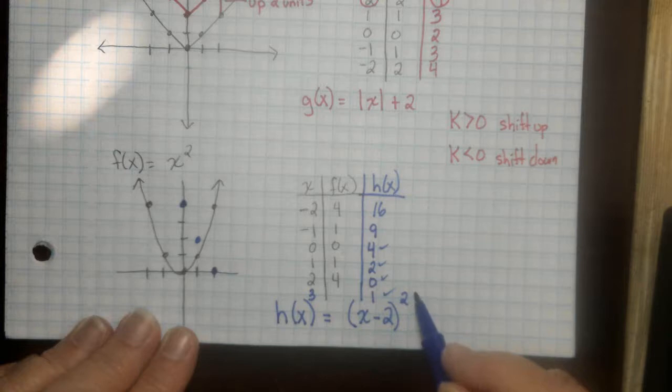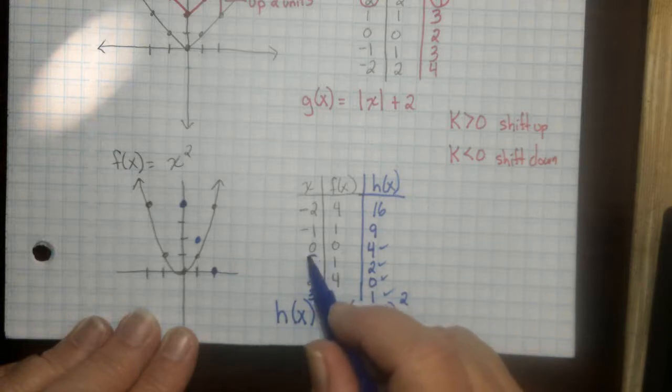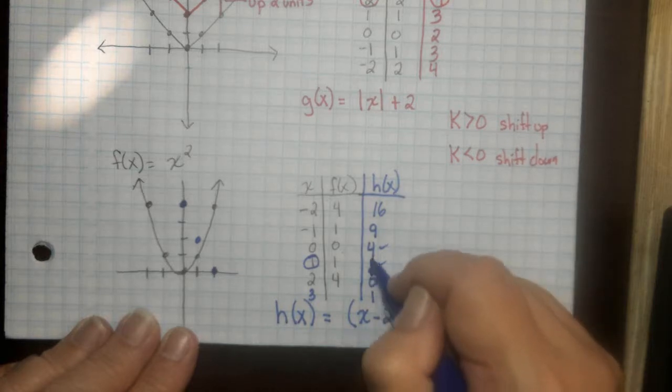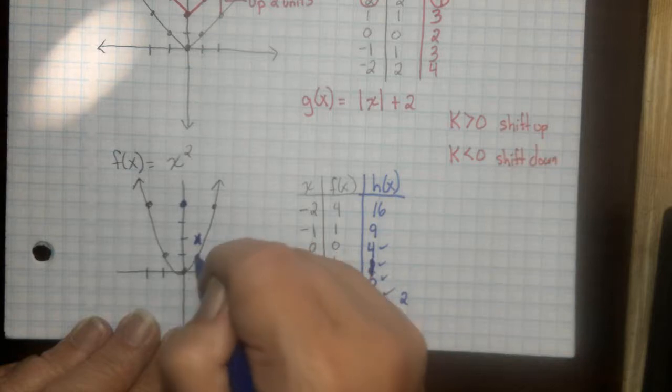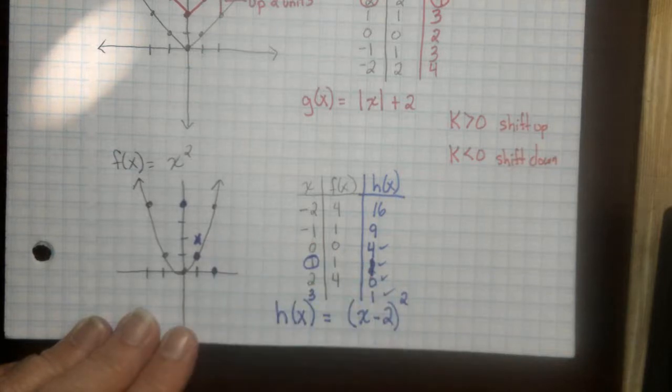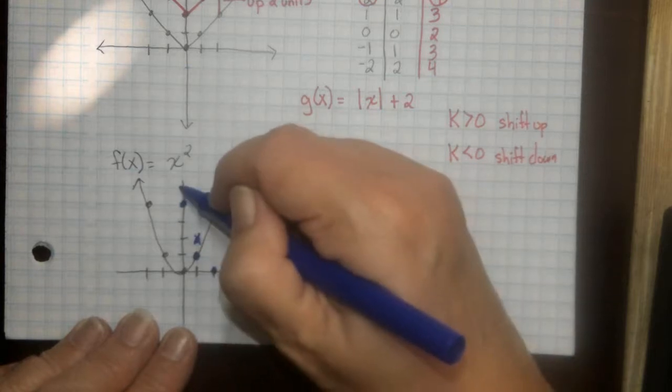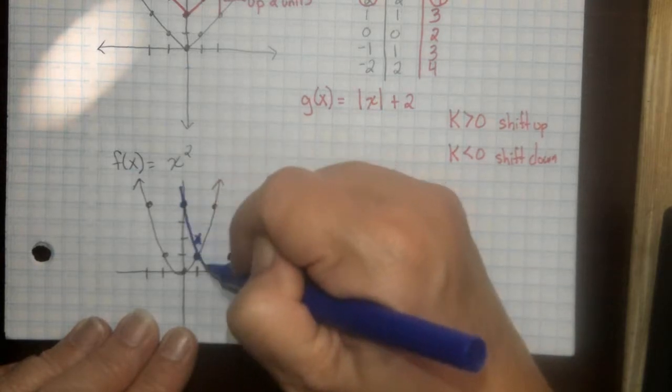Where did I go wrong here? This one, because you've got to catch me. 1 minus 2 is negative 1. Negative 1 squared is 1, not 2. And then 3, 1. And can you see our parabola coming like this?